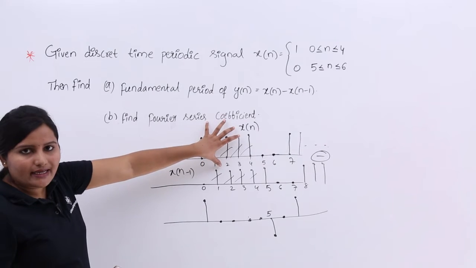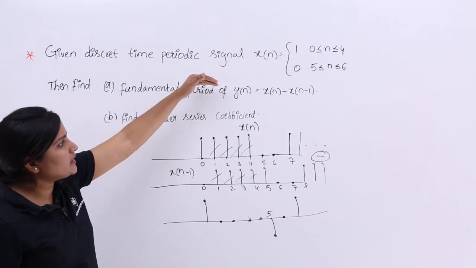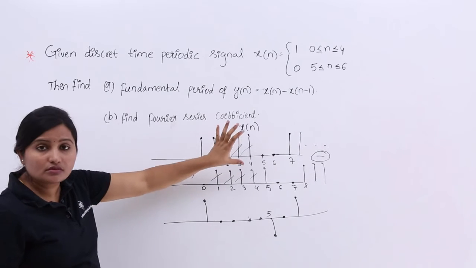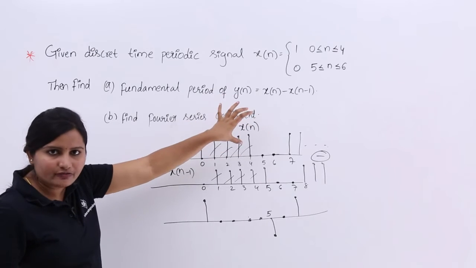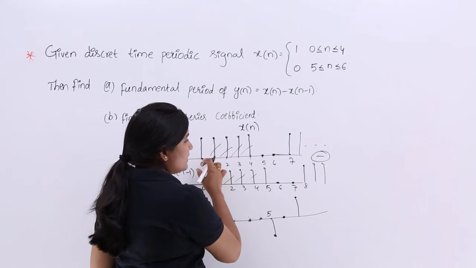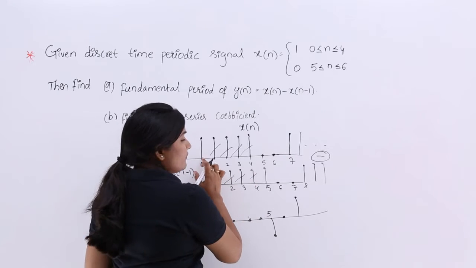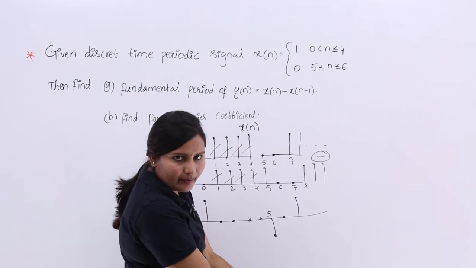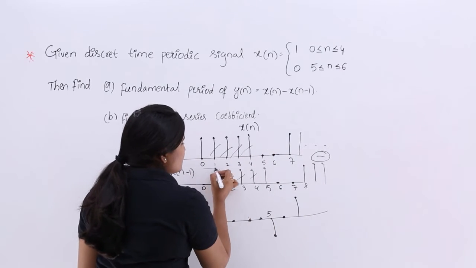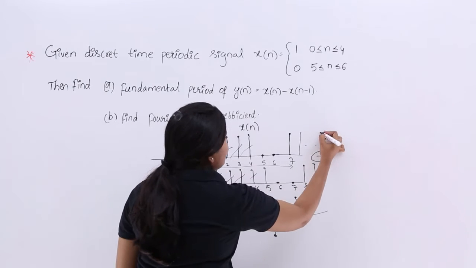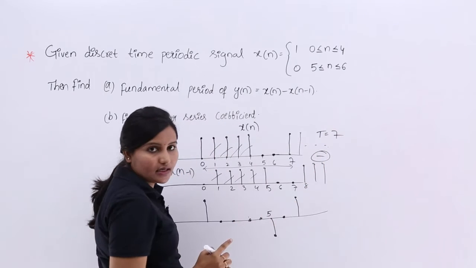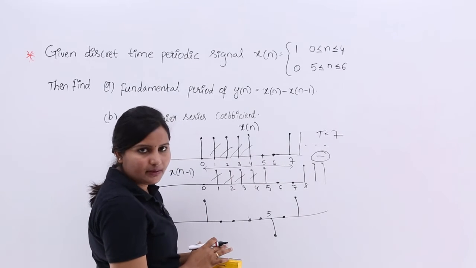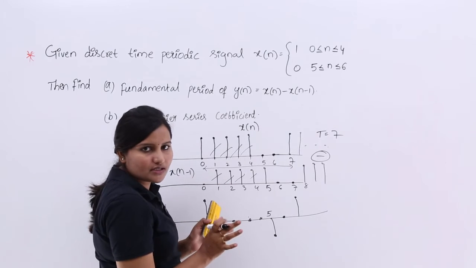Coming to the period, what is the fundamental period of y of n? Before that, I want to find the period of the x of n signal. The period of the x of n signal is 7. Why? Because from 0 to 6 you have the signal, and from 7 onwards it is getting repeated. In a discrete signal this is said to be the period of your signal. So, here the fundamental period is 7. The point from where your signal is getting repeated, that point itself you need to consider as the period.